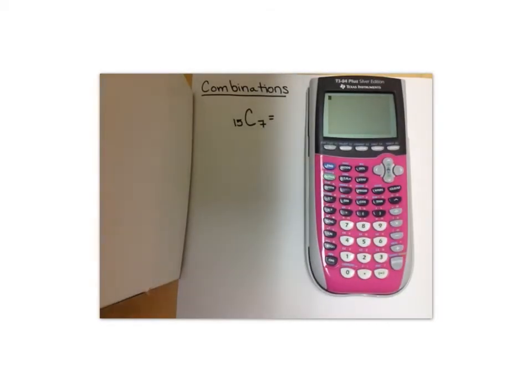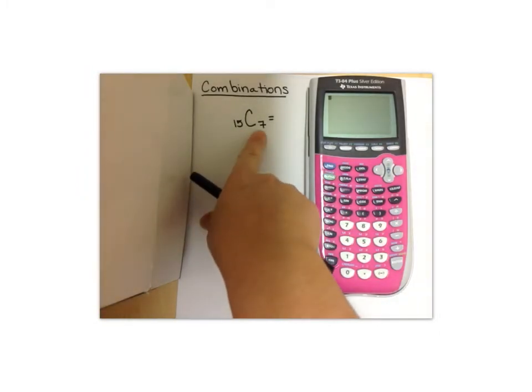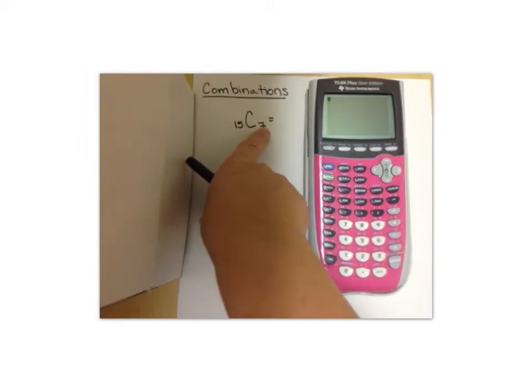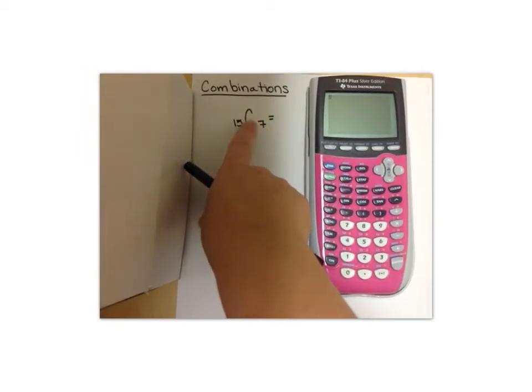In this video tutorial, we'll be talking about combinations in the graphing calculator and the scientific calculator. So again, combination is when order does not matter. We have 15 objects and we are choosing 7 of them to order. So 15 is your N value, 7 is your R value.